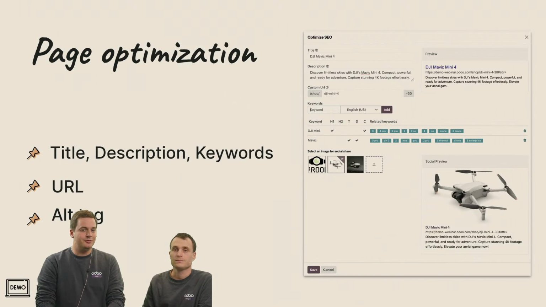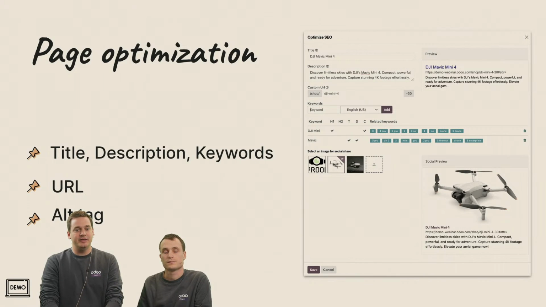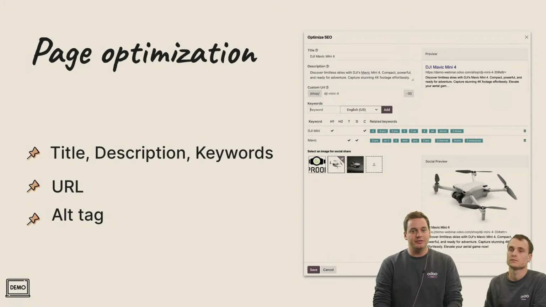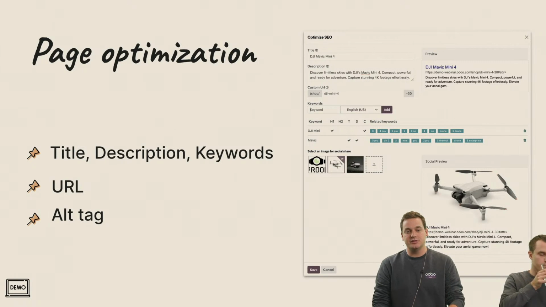Yes, so thank you, Clément. The first part will be the page optimization. So here we're going to show you in Odoo in a minute, but you have the possibility to optimize your page. When I say optimize your page, what is it? You can optimize the title and the description. The title and the description are what is shown on Google when you see a specific page. You can also search for keywords and see where you are in the optimization of your page, and we'll see that in a minute as well.